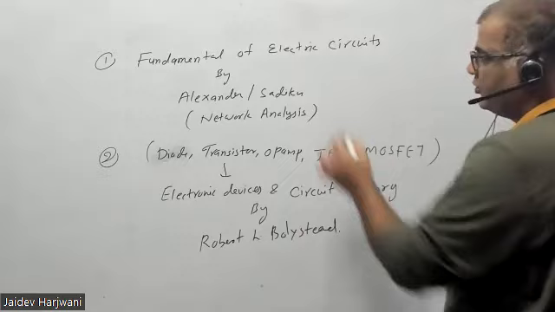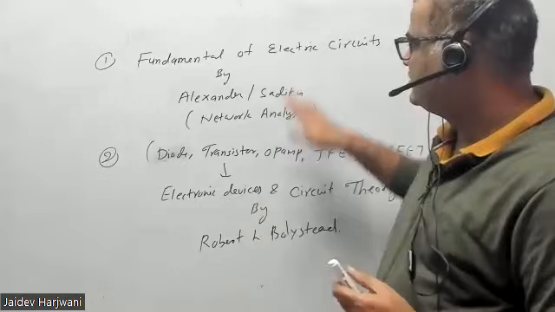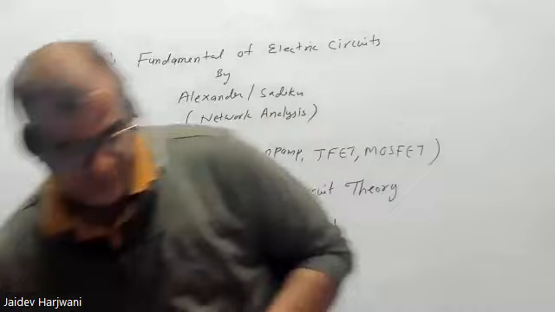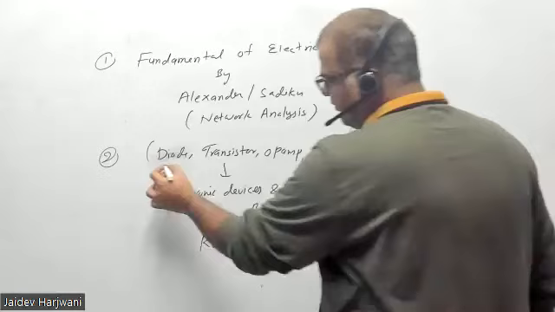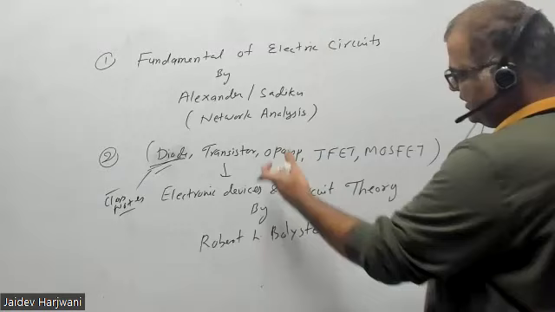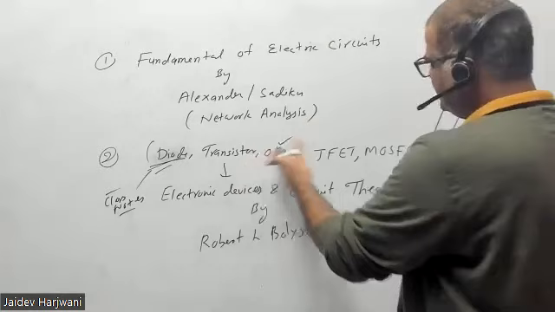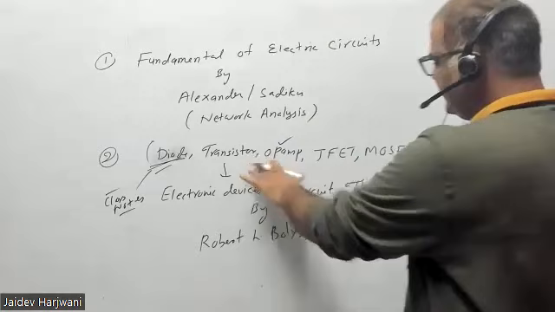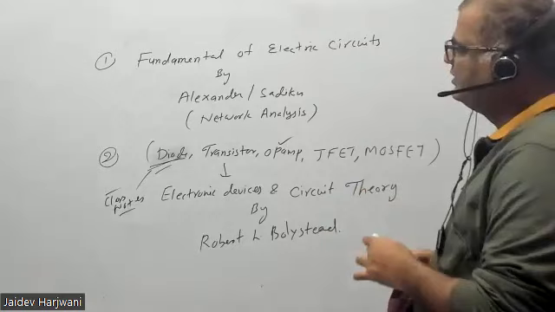Both these books are available in your Google Classroom, in the Google Drive. You can check there. If it is not available, let me know and I will provide you the book. So please note down these books. For diode, my class notes will be sufficient. That will be more than sufficient. For op-amp also, class notes are sufficient. For transistor, JFET and MOSFET, you can prefer this book. Most of the things we'll do in the class. Only for practice purposes, you can use this book along with my class notes.